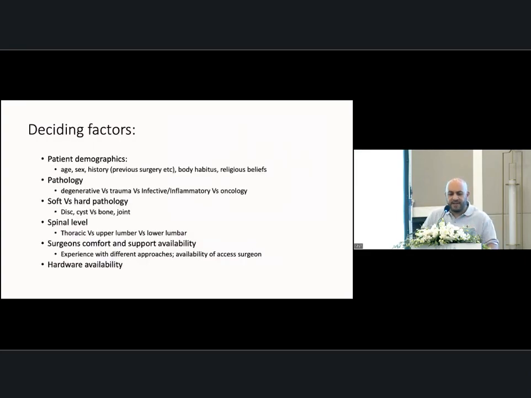So what are the deciding factors? Lots of factors should go into your mind when you're considering which approach to make. Patient's age, their sex, so male versus female. Why is that important? For example, in an ALIF approach, one of the complications is retrograde ejaculation. That means that patient can no longer have children the normal way. So lots of these things come into play. History, so if they've had previous surgery, if they've had lots of extensive abdominal surgery, you might not want to go from the front. Or if they're like very big, if they're like me, you might not want to go from the front.